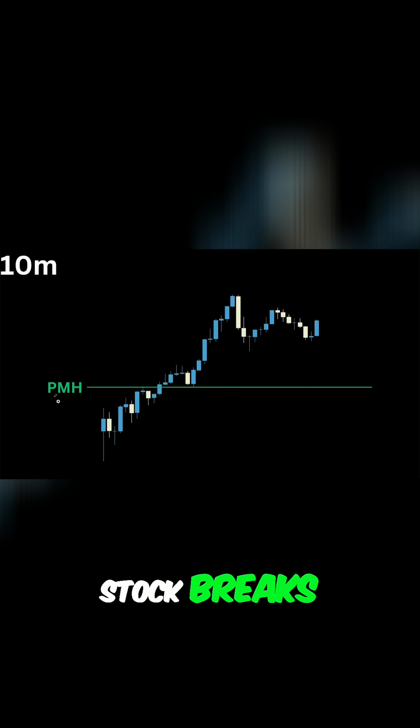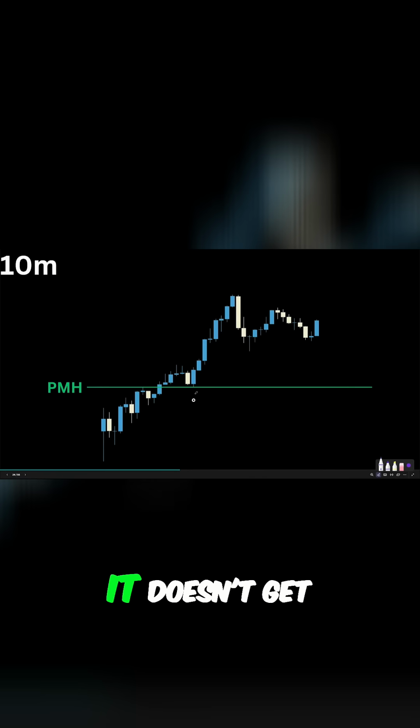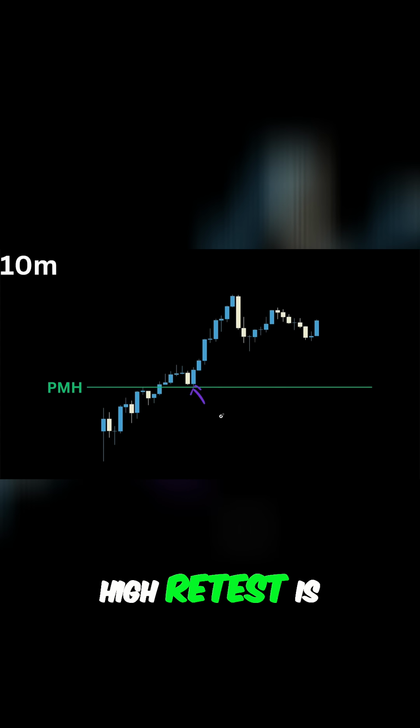We can see the stock breaks above the pre-market high and comes down and perfectly retests this. Look how clean these candles are. Look how picture perfect. Look how clean this pre-market high retest is. It's super, super clean. It's soothing to the eyes.